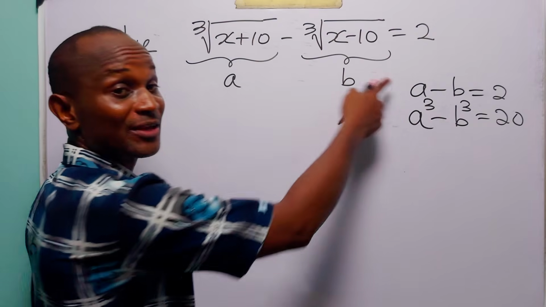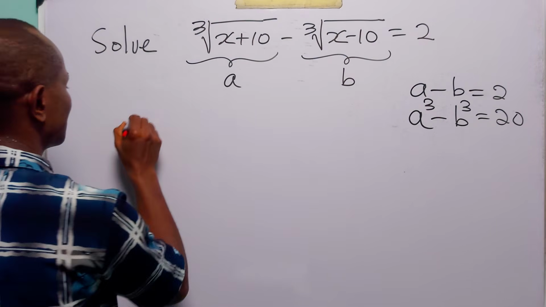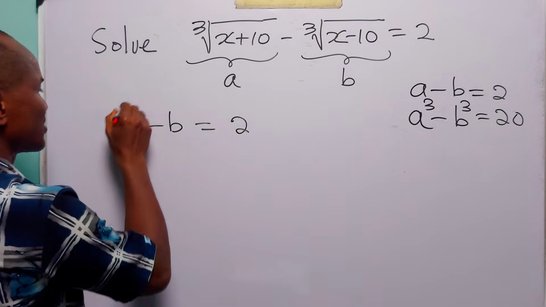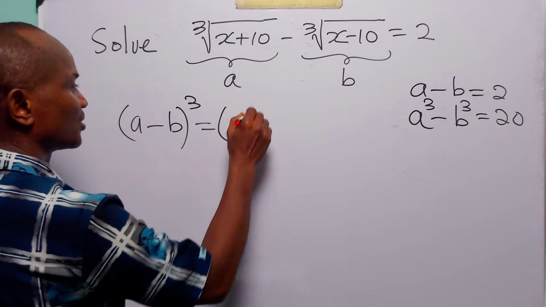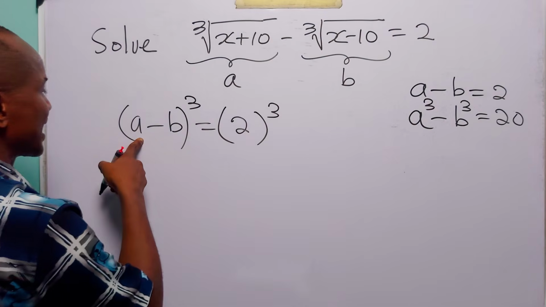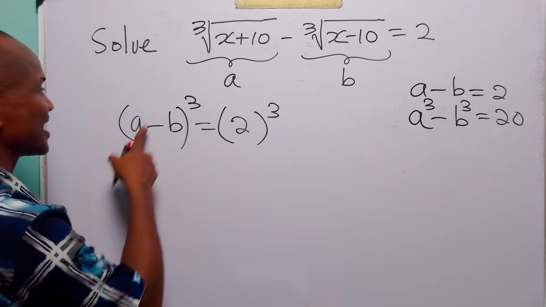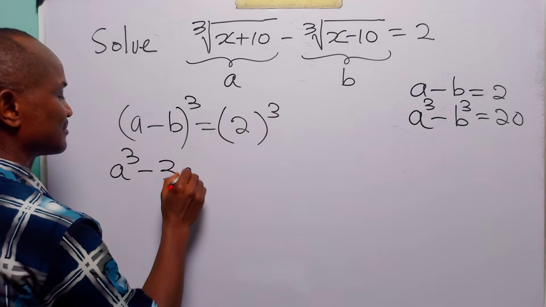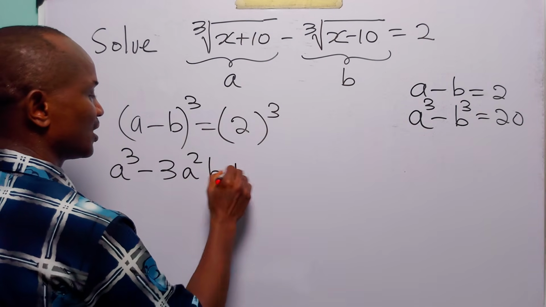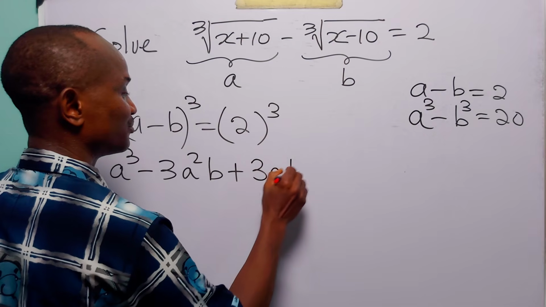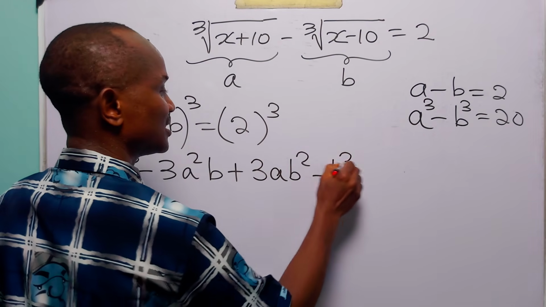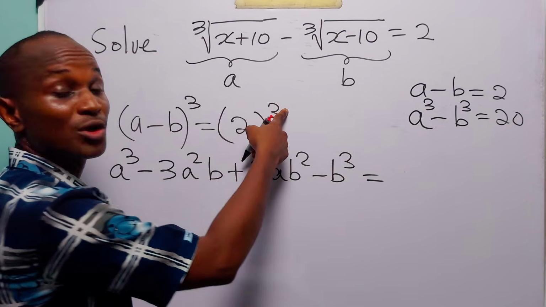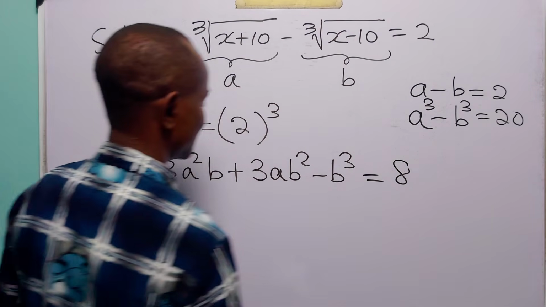We can start with the first equation. We have that a minus b is equal to 2. Now, let us raise both sides of this equation to power 3. Expanding the left-hand side, we have a cubed minus 3 times a squared b plus 3 times ab squared minus b cubed. And of course, this is equal to 2 to the power 3, which is 8.